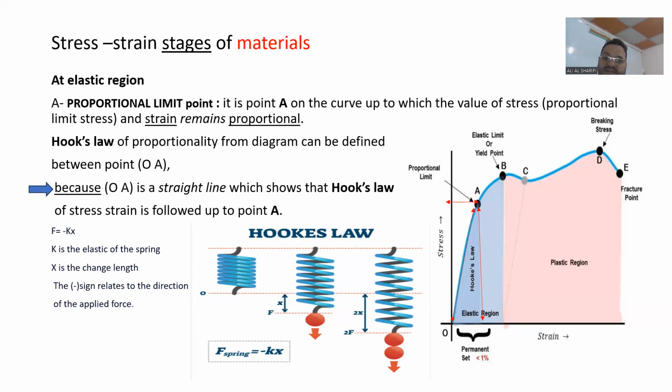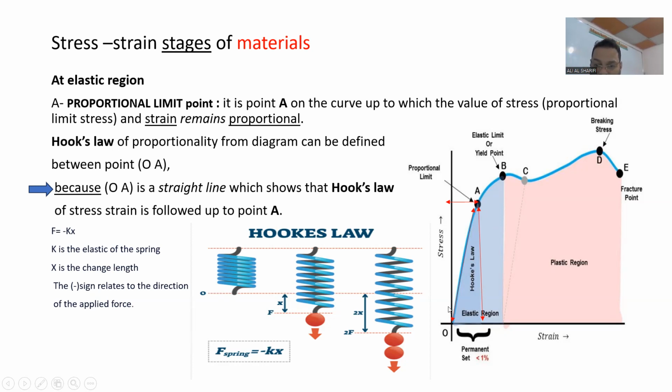Proportional limit point, it's point A on the curve up to which the value of stress, the proportional limit stress, and strain remains proportional. Strain on the x-axis remains proportional with a small increase according to the stress. Here we can illustrate this change by using Hooke's law.